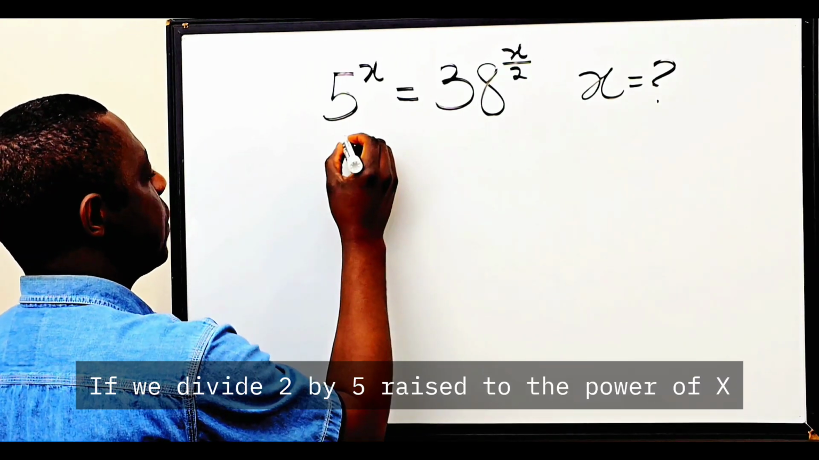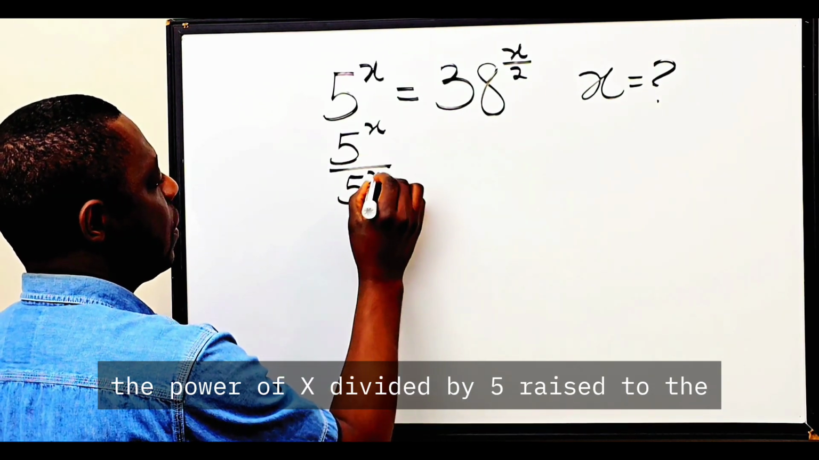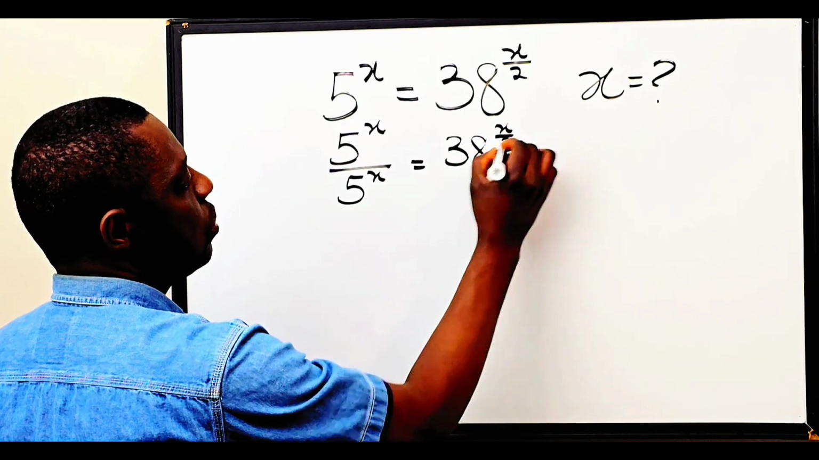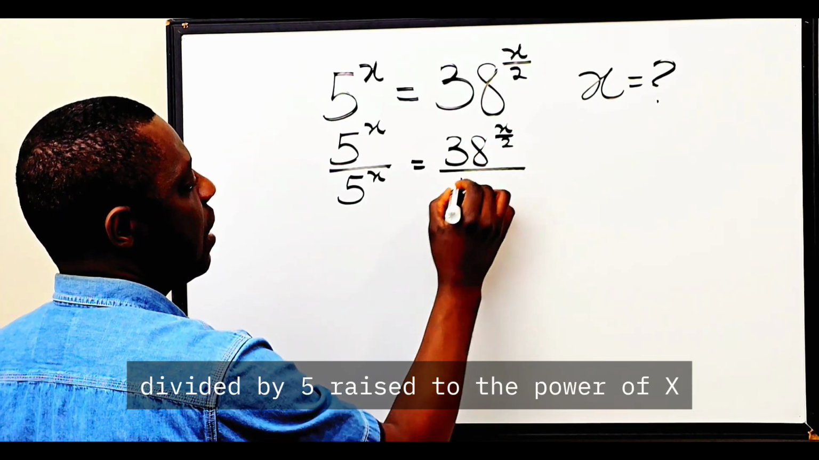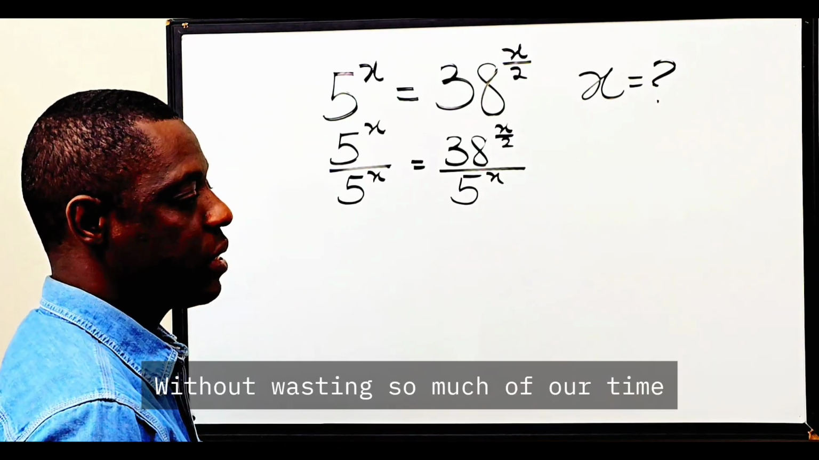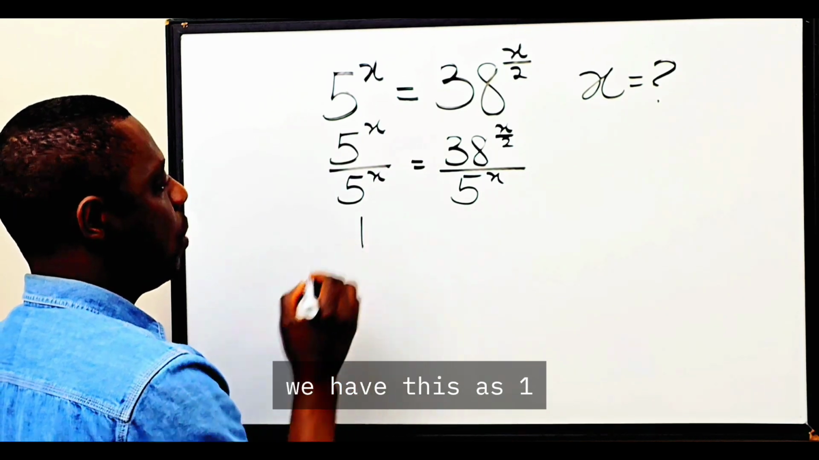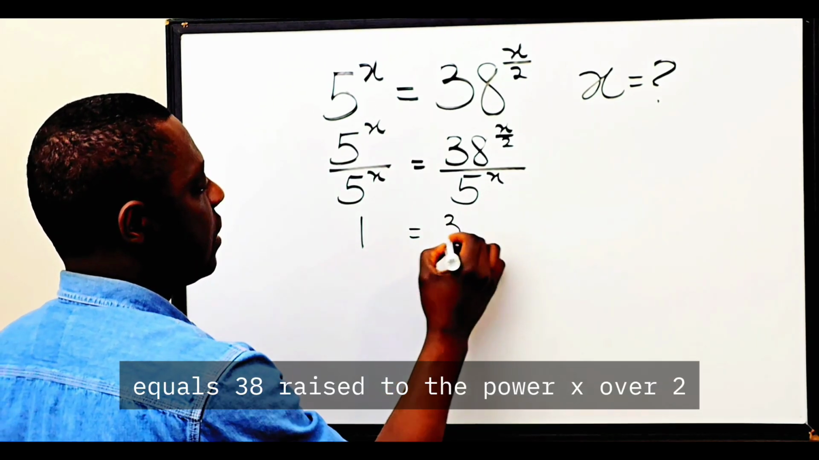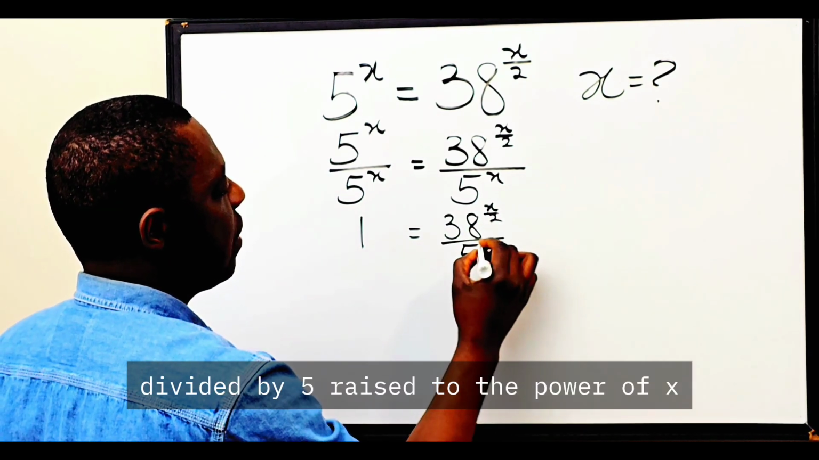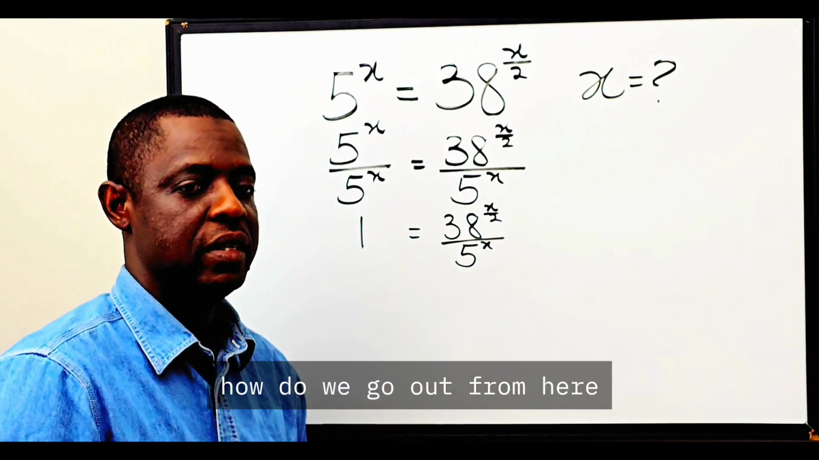If we divide through by 5 raised to the power x, that means we're going to have 5^x divided by 5^x equals 38^x over 2 divided by 5^x. This is what we're going to have. Without wasting so much of our time, this cancels this. We have this as 1 equals 38^x over 2 divided by 5^x. Again, how do we go out from here?